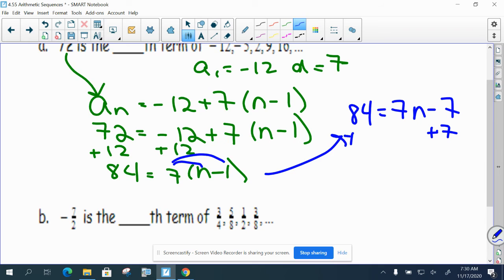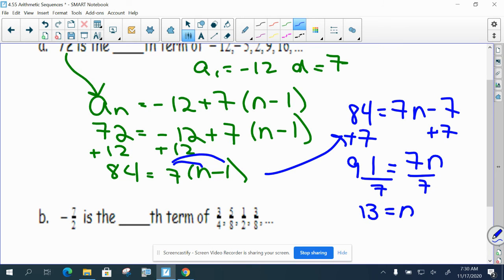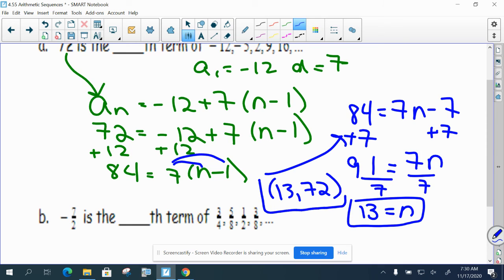Add this 7 over to get 91. And then 91 divided by 7 would be 13. Okay, and then if you were to write that as a coordinate, it would be the 13th term is 72. Okay, and obviously you're not going to want to try to figure that out by hand. That would be too tricky.